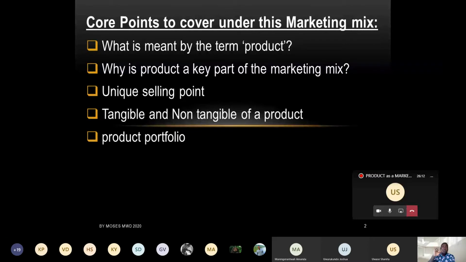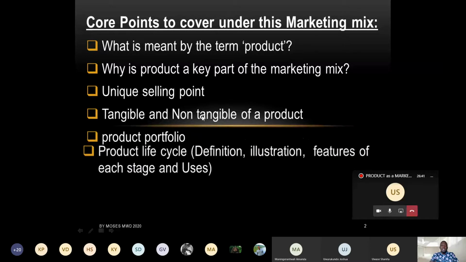Unique selling point. We are going to look at what it means, examples of USP and advantages of USP. Then we're going to look at tangible and intangible attributes of a product. There is a word missing there, it should be attributes. Attributes are like characteristics or features. Then product portfolio.